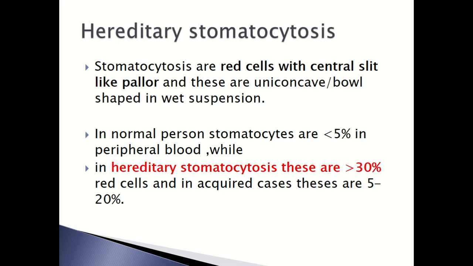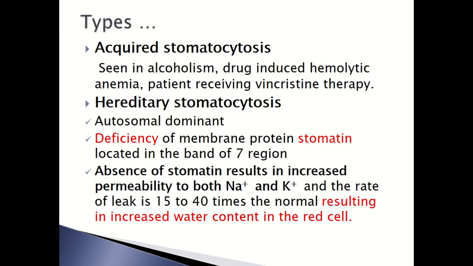Next, hereditary stomatocytosis. Whenever you diagnose stomatocytosis, there should be more than 30% stomatocytes out of 100 RBCs, because usually less than 5% are normally present. And what happened in RBCs? RBC with central slit-like pallor, it is a stomatocyte. I will show the photograph. It is hereditary and acquired. Acquired in case of alcoholism or some drug-induced anemia. Hereditary is very important: autosomal dominant deficiency of stomatin protein.